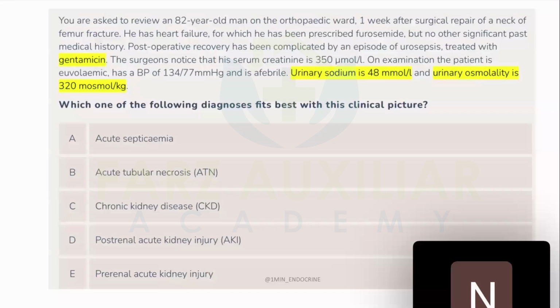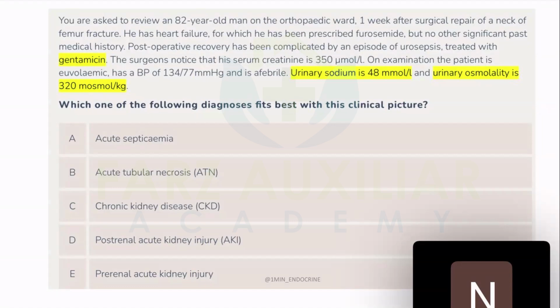Acute septicemia, okay. His urine sodium is 48, which is on the higher side. Urine osmolality is 320. Acute septicemia will not cause this much, since he is euvolemic, BP is okay, afebrile. Chronic kidney disease: he does not have chronic kidney disease. They have clearly mentioned no other significant past medical history, so that rules it out. Post-renal AKI: there is no mention of any obstruction, so that is ruled out. Finally, pre-renal: they have mentioned euvolemic, so it is not pre-renal. That leads to acute tubular necrosis.